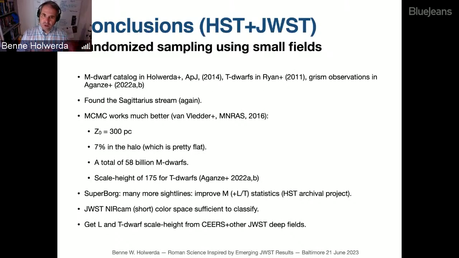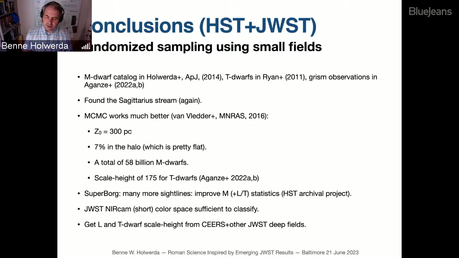Okay, so conclusions. Step one, what did we learn from Hubble and JWST? There's a catalog for M dwarfs. There's one for T dwarfs. There's GRISM observations, and so we've been chipping away at this particular topic. We found a Sagittarius stream, for example, that shows up as a tiny overdensity in one of these fields, but you're sort of randomly sampling the Milky Way, and that does pretty well. And so you can make an MCMC model, for example, get scale heights, and you can get the total numbers. You can get a first estimate of that.